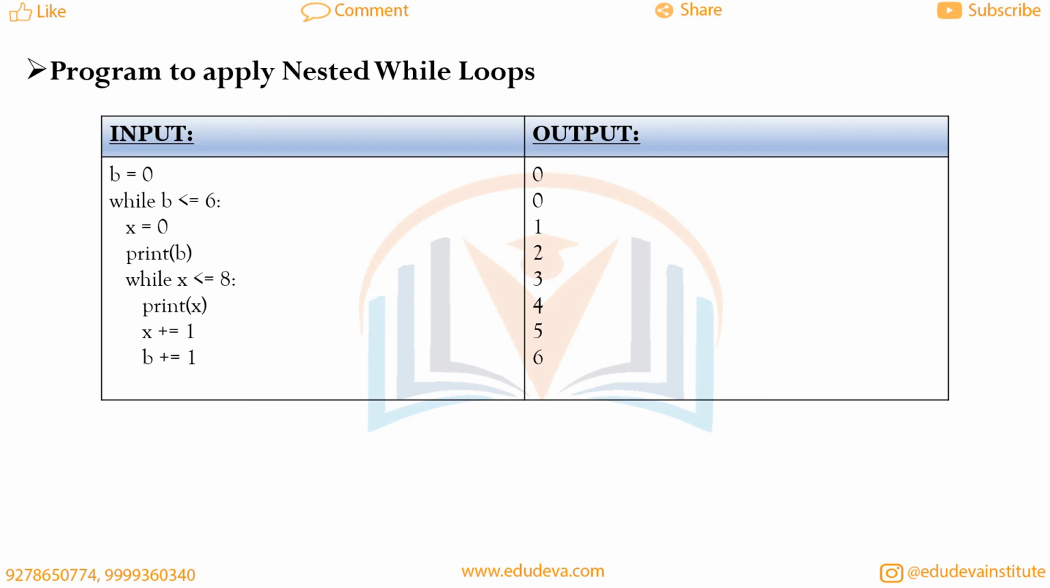Let's revise the given code. In the given code, we execute the first while loop, and if the condition is true, then we execute all these statements including the second while loop, otherwise we come out of the while loop.